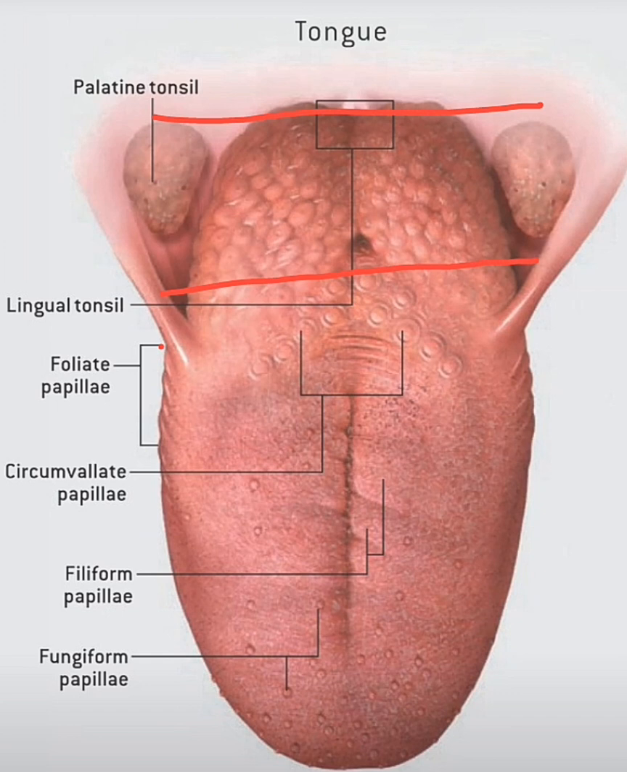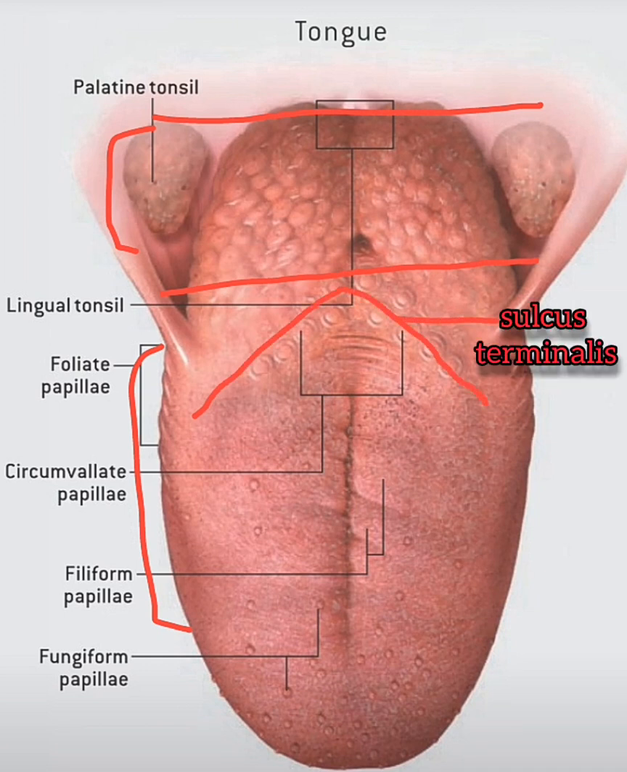The anterior two-thirds and the posterior one-third of the tongue are separated by a V-shaped line, and this line is called the sulcus terminalis. This V-shaped line meets at a point called the foramen cecum. This is the point where the V-shape meets.